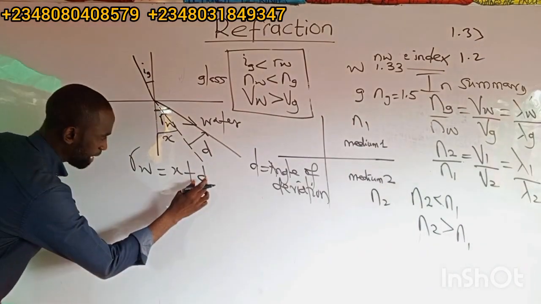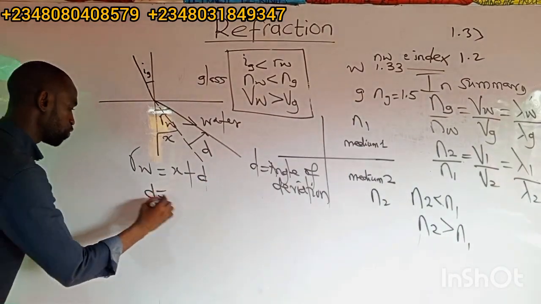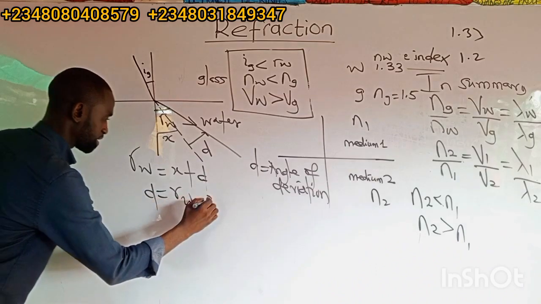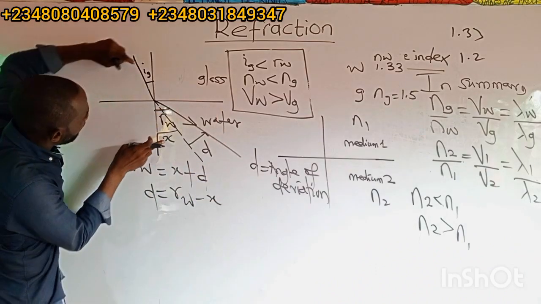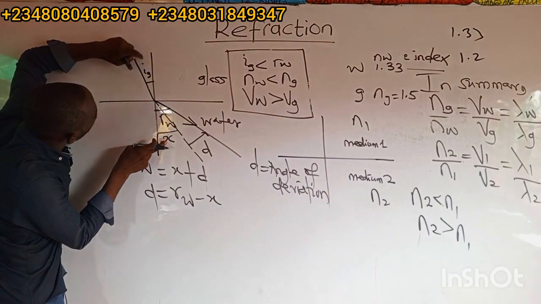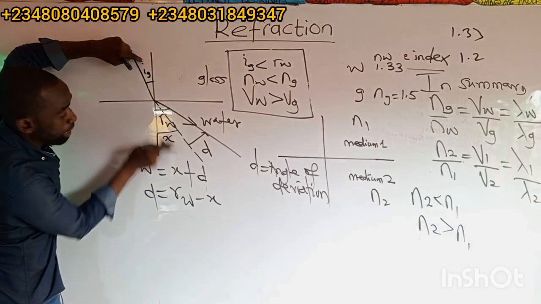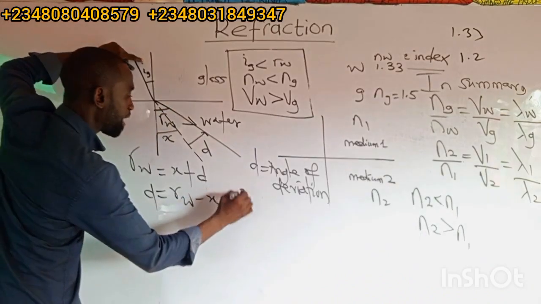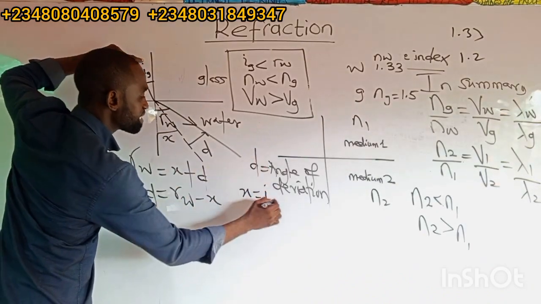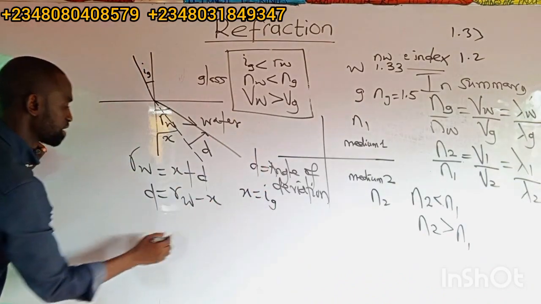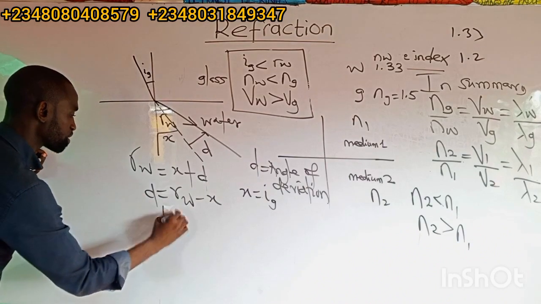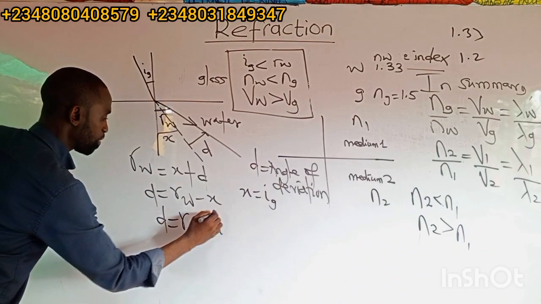Make this your formula. Our D will be equal to R_W minus X. But this S is equal to the angle of incidence in glass. Those particular angles are equal. So we have S equal to the angle of incidence in glass. So change this one to this. We have our angle of deviation equal to R_W minus I_W.